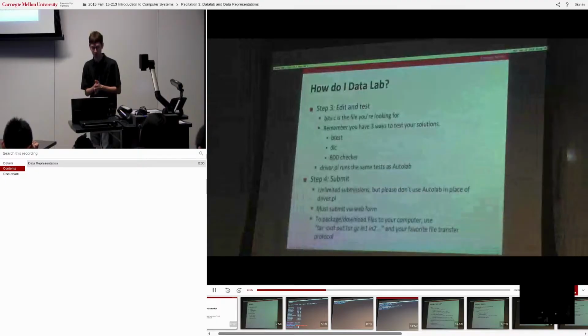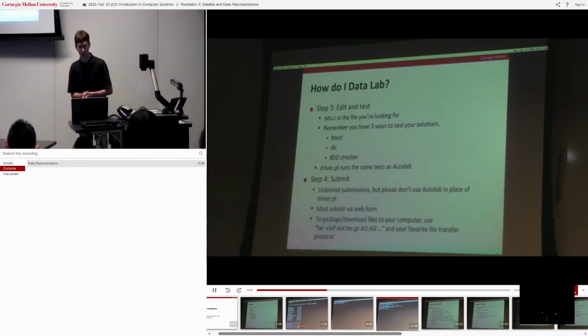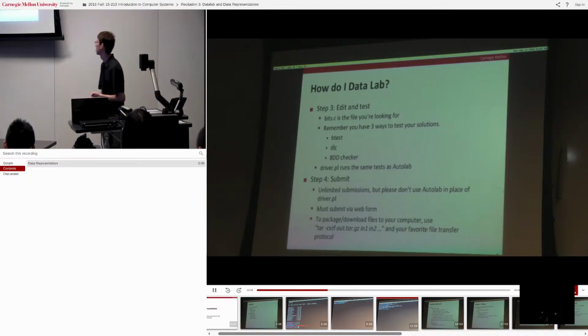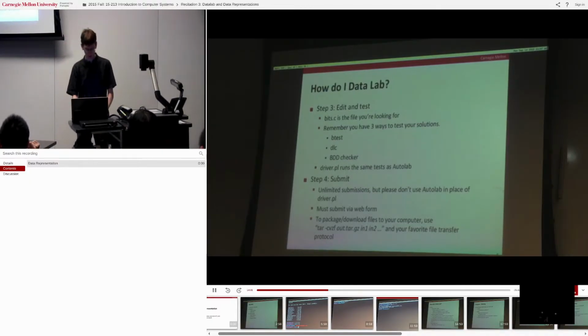Okay, and then the last thing you do once you've actually finished data lab, or if you're partway through and you want to checkpoint your progress, you can submit to Autolab. You have to submit through the website. We don't have a check-in script like you might have had in 122 or anything. You just have to submit through the website. In order to get a tar file out of your files that you can submit to the website, that's the command you want to use there. It should be in the handout too.